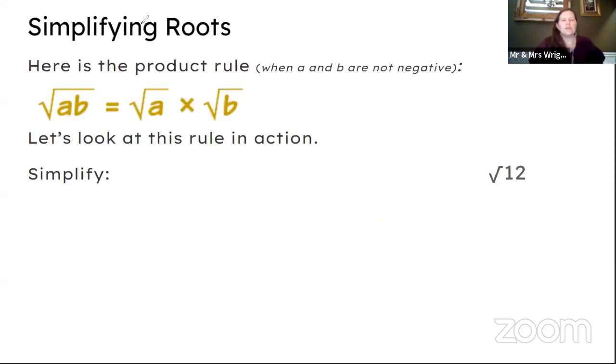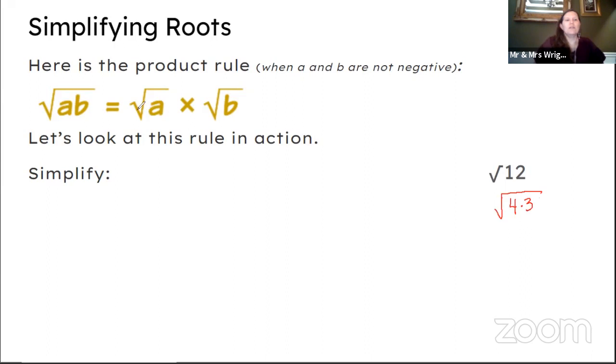Well, that comes down to the product rule. Okay, the product rule for radicals means that if you have something that's under a radical that's the same as a times b, it can be rewritten as the square root of a times the square root of b. So let's look at that in our example we had of the square root of 12. Here, we know that 12 is the same thing as 4 times 3. So we can rewrite this as the square root of 4 times 3. And look, that's in the same format as the square root of a times b, 4 times 3.